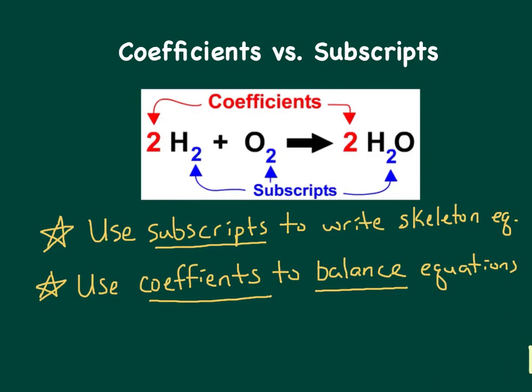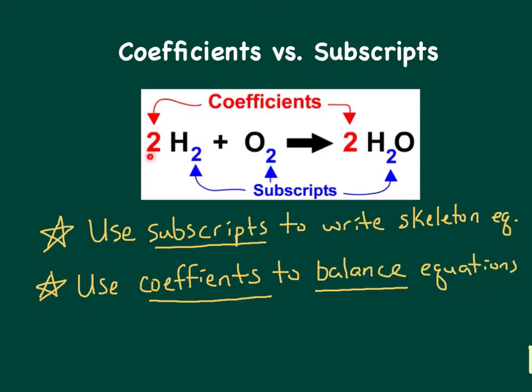When balancing an equation, you have to know the difference between a coefficient and a subscript. This picture shows coefficients in red. They're big numbers that are written before an atom or a molecule. The subscripts are shown in blue right here, and they are small numbers that represent how many atoms are in each molecule. We use subscripts when we write the skeleton equation, and once we have the skeleton equation written, then we use coefficients to balance the equation. So it's very important that you know that coefficients are used to balance the equations each time.